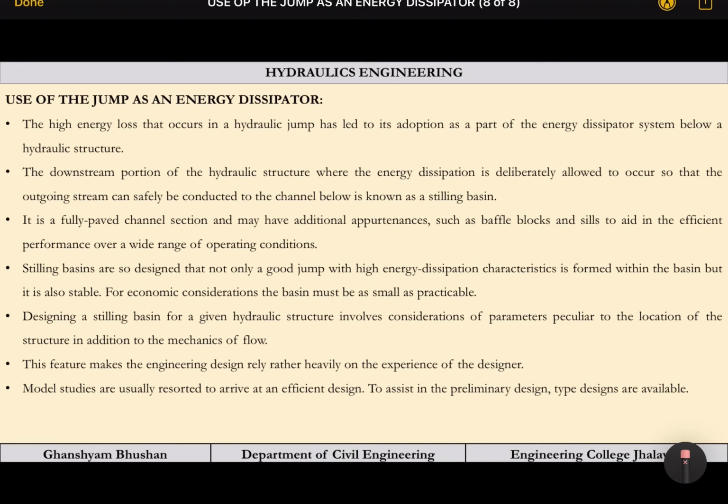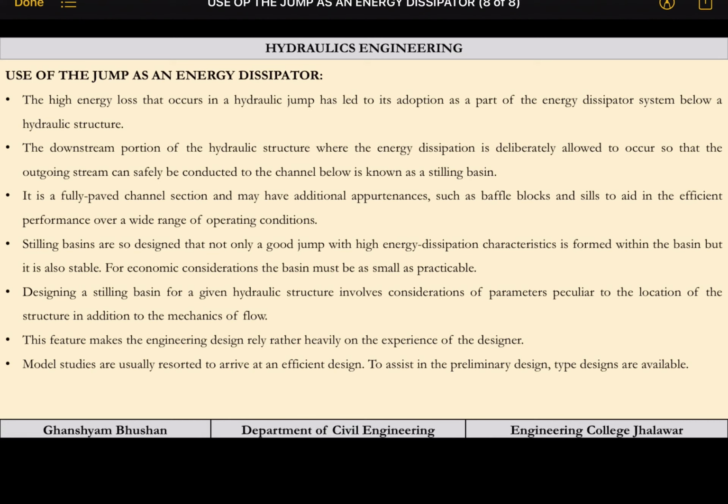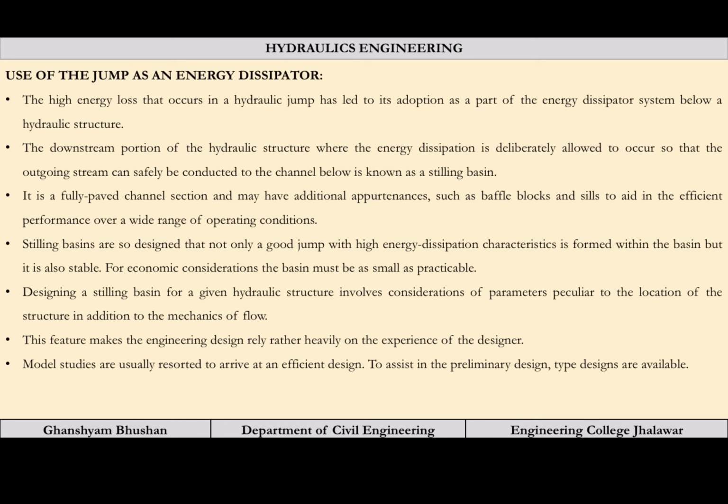Now designing a stilling basin for a given hydraulic structure involves consideration of parameters peculiar to the location of the structure in addition to the mechanics of flow. This feature makes the engineering design rely rather heavily on the experience of the designer. So here you have to take care of the technical aspects as well as the experience. So model studies are usually resorted to in order to arrive at an efficient design. To assist in the preliminary design, type designs are available. So in this way you can design the energy dissipators in which we are using mainly the hydraulic jump as an energy dissipator. So this is all for today.